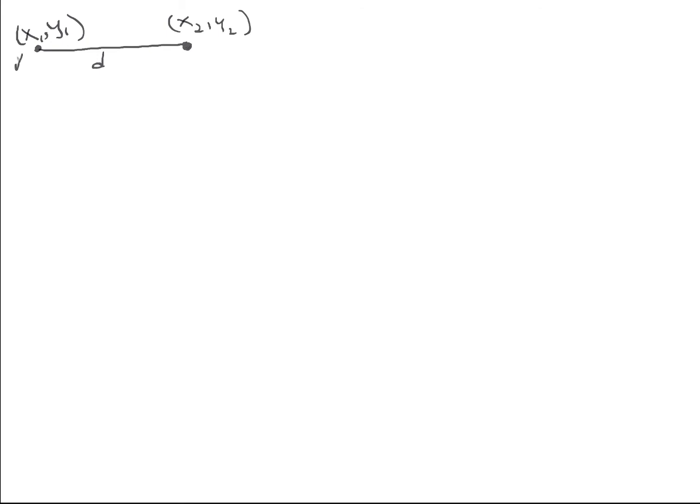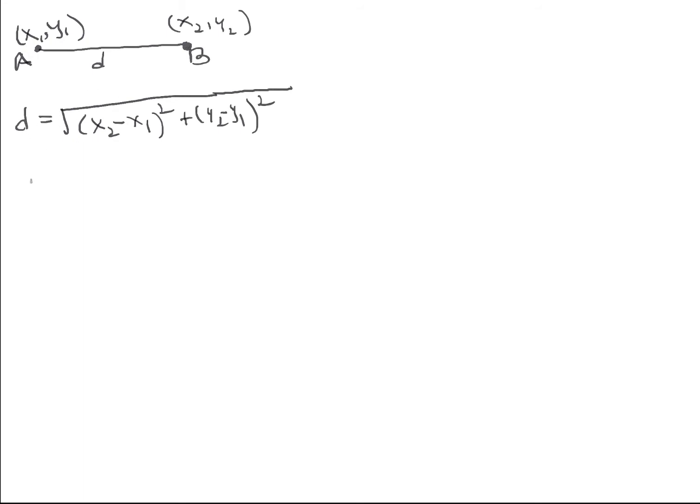Suppose this point is A and then the other point is B. So the coordinate of A is x1, y1 and the coordinate of B is x2, y2. And you want to find the distance between these 2 points. So the formula here is d, the distance, is equal to square root of x2 minus x1 squared plus y2 minus y1 squared. Okay, this is the distance formula.